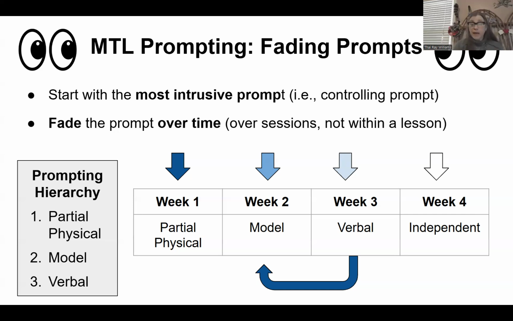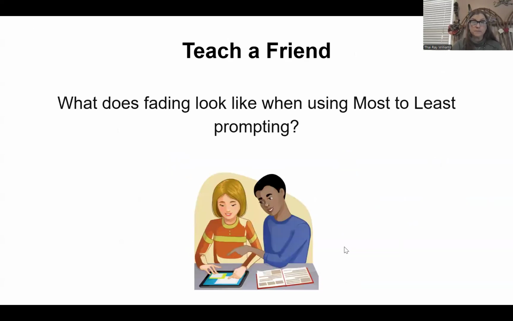So you're just going to back it up a little bit. You're going to do a couple more sessions with a model, and then you're going to probe. And we'll talk about probing later, to see if the student is ready for you to fade that model prompt down to a verbal prompt.